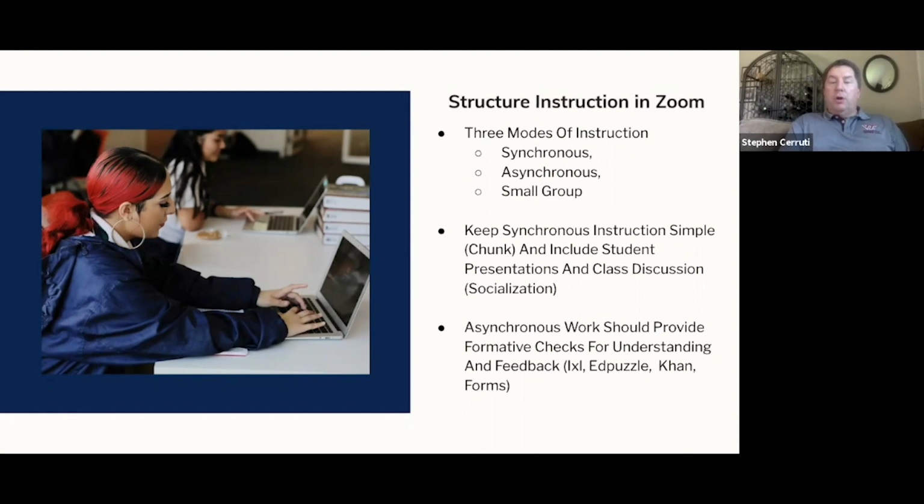We need to remember that online, our students aren't going to learn as much as they would if you were directly in front of them in the classroom. So we need to keep our instruction simple. We need to break it down even smaller than we would in the classroom into individual parts. And we need to include student presentations and class discussions to keep it engaging and to provide that socialization. Our asynchronous work should provide formative checks built in, and we can do this with a bunch of different tools that we have available to us. Some of the examples are IXL, Edpuzzle, Khan Academy, and Google Forms.